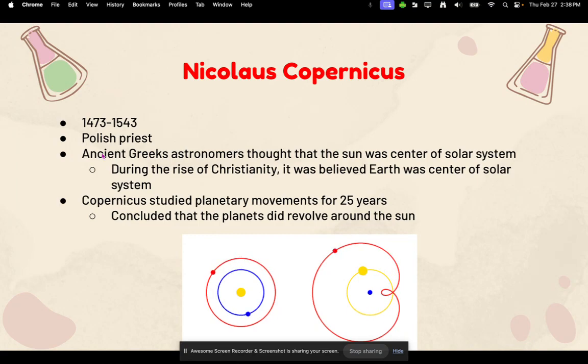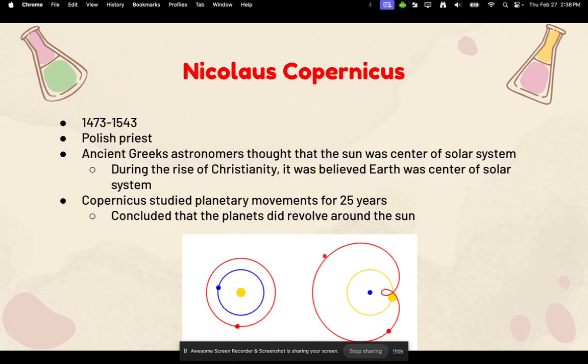During the rise of Christianity, though, it was believed that Earth was the center of the solar system. So let's take a look. Today we know that the sun, which is right here in yellow, is at the center of our solar system. Then we have Earth going around the sun, and then Mars going around the sun as well. But before this, between the rise of Christianity until the 1500s, people thought that the Earth was in the center of the solar system. The sun revolved around the Earth, and then Mars would do this weird little loop-de-loop around the Earth as well.